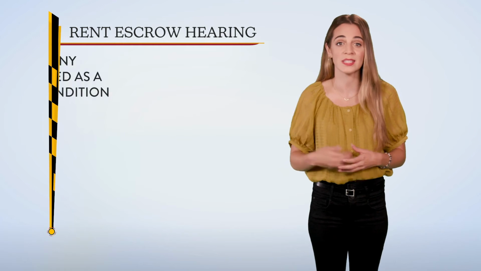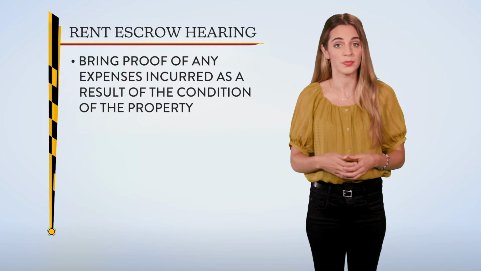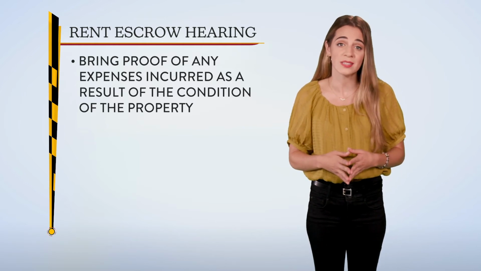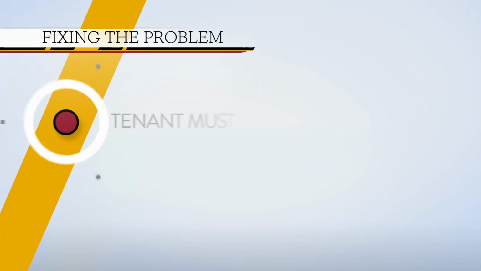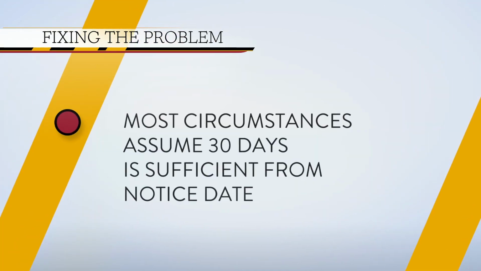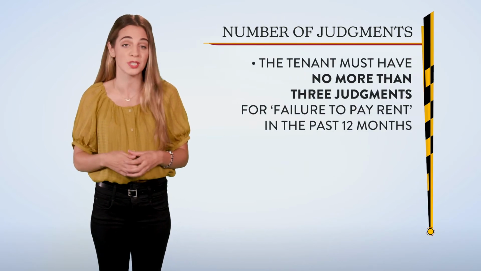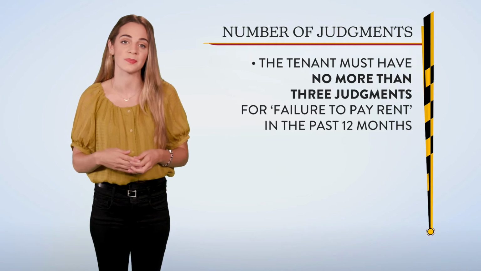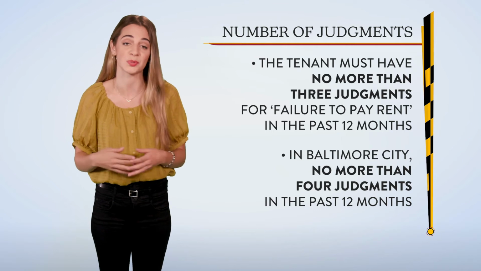If you incurred expenses as a result of the condition of the property, tell the judge and provide proof. For example, if you have no heat and you bought a space heater, bring a copy of the receipt. A tenant must prove that the landlord had enough time to correct the problem. This is assumed to be 30 days from when the landlord received notice, but may vary depending on the circumstances. Finally, the tenant must have no more than 3 judgments for failure to pay rent in the past 12 months. In Baltimore City, a tenant may have no more than 4 judgments within the last 12 months.